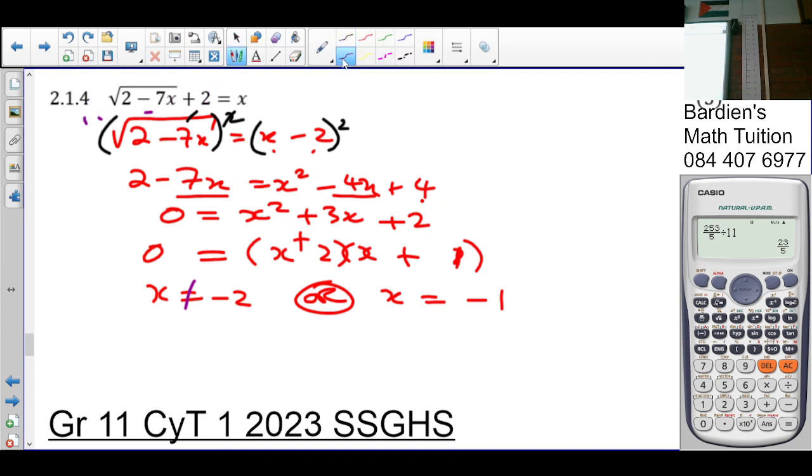Okay, again, we substitute negative 1 in here. So it's going to be negative 7 times negative 1 is 7, plus 2 is 9, the square root of 9 is 3, and 3 plus 2 is 5, but x is minus 1. So there's no solution to the sum.